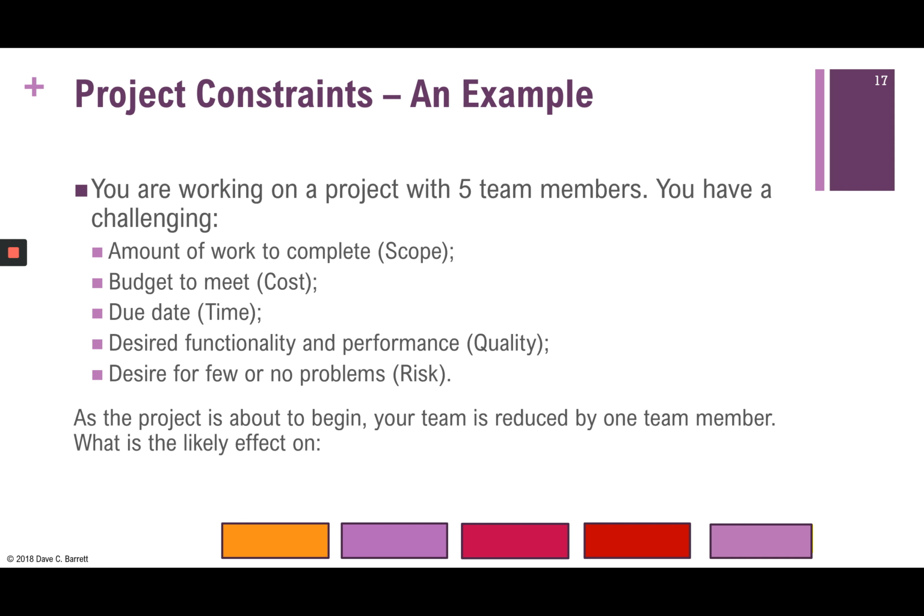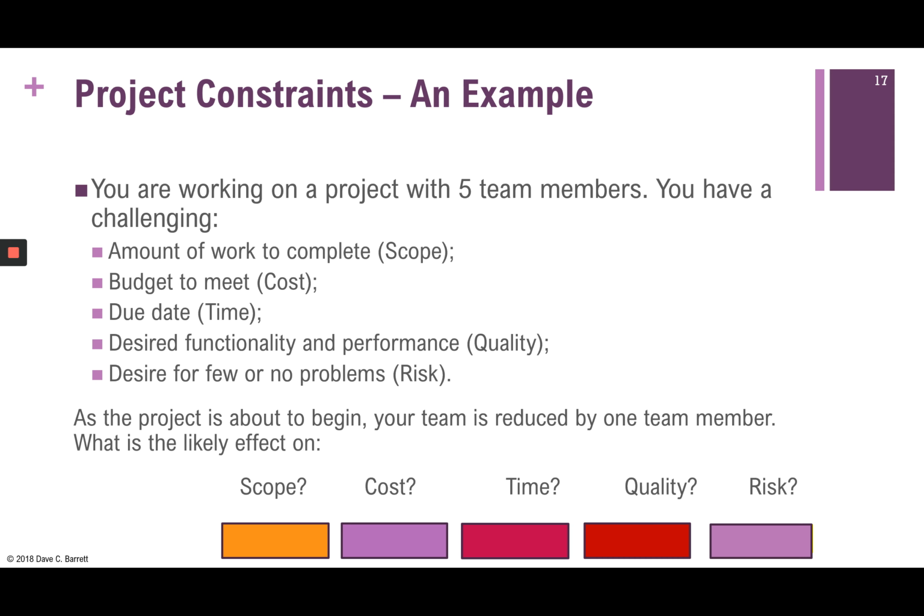Now, at this point, we're just going to use one example here. As the project is about to begin, your team is reduced by 1 team member. What is the likely effect on the following? So think about this now. Your resource constraint has been affected. So it's going to ask you now, what is the likely effect on each of the other 5 constraints? And that's what we want to consider. So what's the effect going to be on scope, cost, time, quality, and risk?